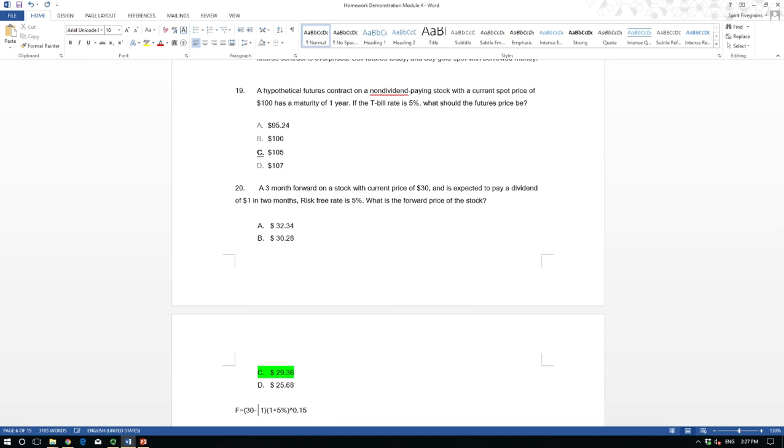Well, this dividend will be paid in 2 months. So you discount this $1 by the same discount rate of 5%, but raised to the power of 1/6, because it will happen in 2 months, or 1/6 of 1 year. Right, so that will give you the answer of C. That concludes chapter 17.